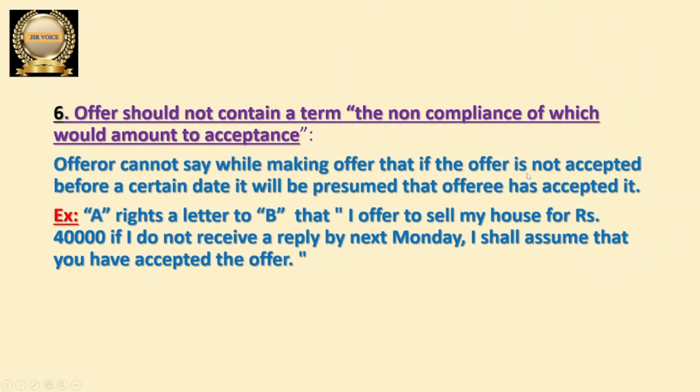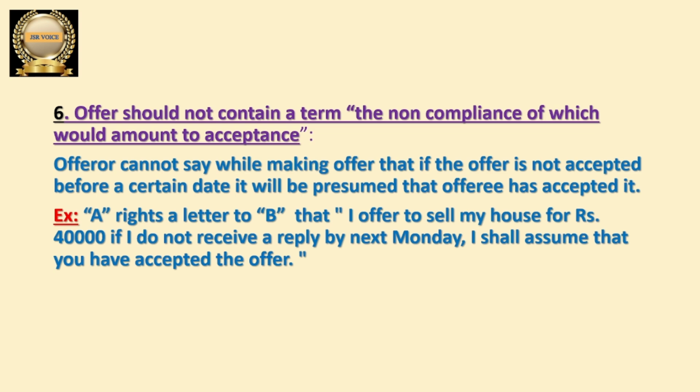Next one, the sixth one: offer should not contain a term, the non-compliance of which would amount to acceptance. So whenever any offer is made, the offerer should not add this sentence: non-compliance of which would amount to acceptance. What is that? Let us discuss. Whenever any offer is made, the offerer should not say that if you don't give your acceptance before a certain date, then I will assume that you accepted it. So it should not be like that in the offer.